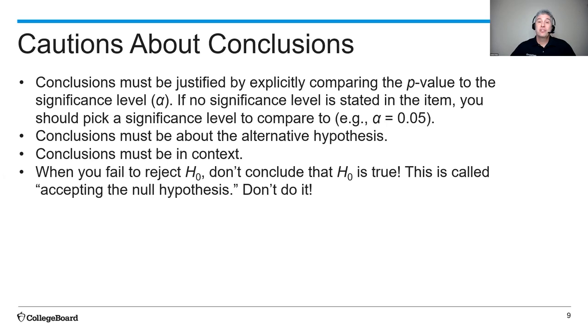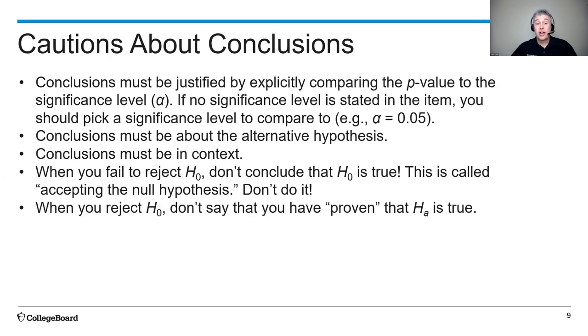And when you fail to reject the null hypothesis, don't conclude that the null hypothesis is true. This is a very common error, and it's called accepting the null hypothesis. Don't do it. So in our case, we said we don't have convincing evidence that more than half of students would choose the green cup. That's a different conclusion than saying that we're convinced that exactly half of the students would choose the green cup. Remember, we had evidence that it was more than 50%. It was just that the evidence wasn't convincing. A lack of convincing evidence for the alternative doesn't prove that the null is true.